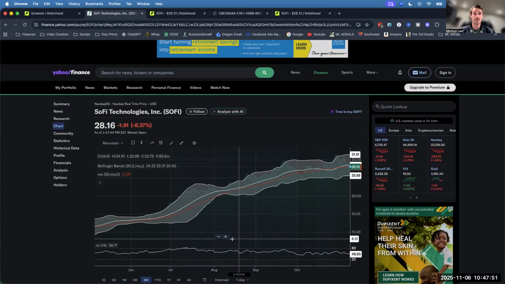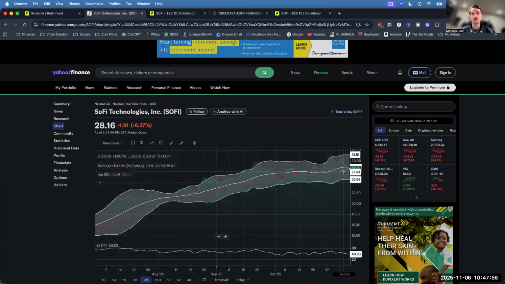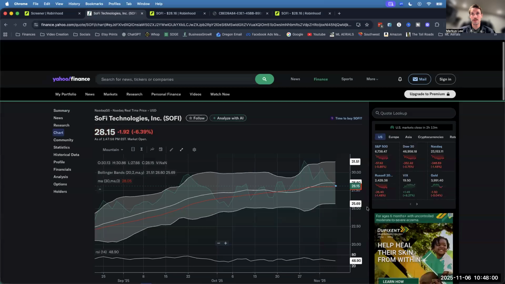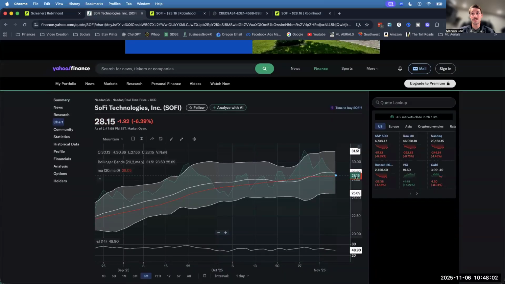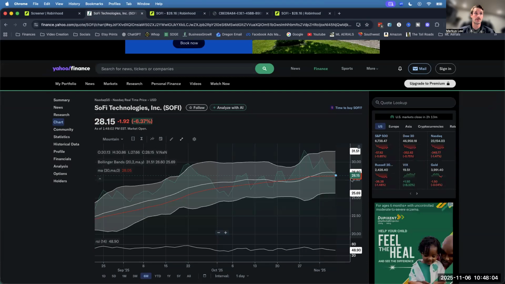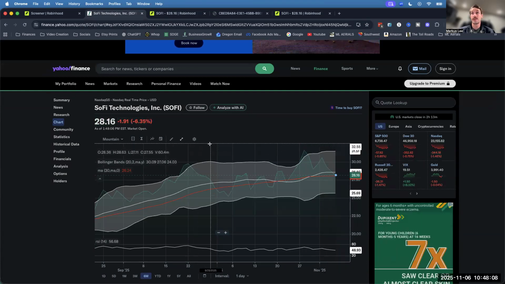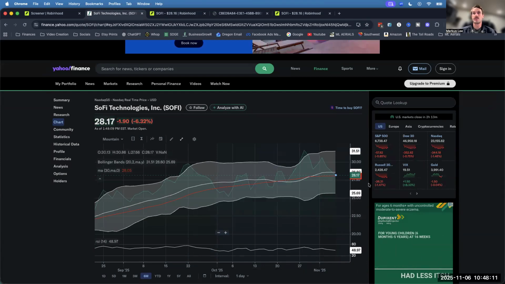I do have the 6-month chart pulled up here. I'm going to go ahead and zoom in a little bit on these prices on the graph here, just so everyone can see that very clearly. So as you guys can see, the current price of SoFi is $28.15. The stock is down over 6% on the day. This is a great opportunity to sell a put option, and let me explain why.